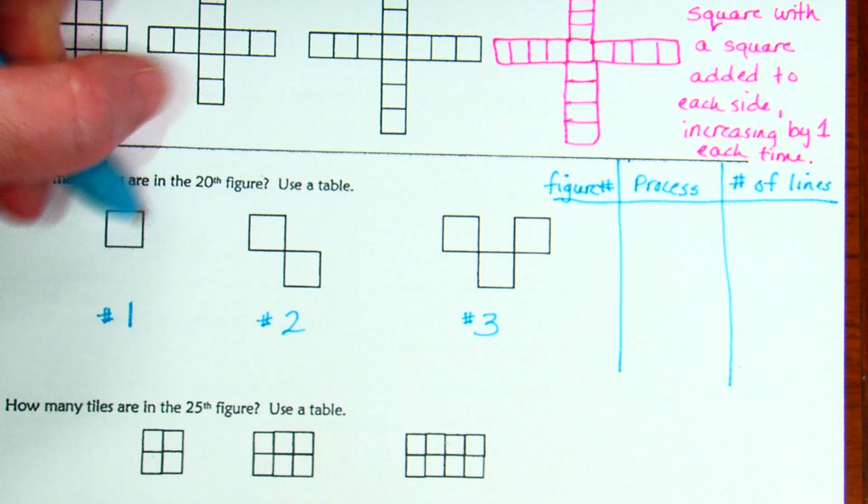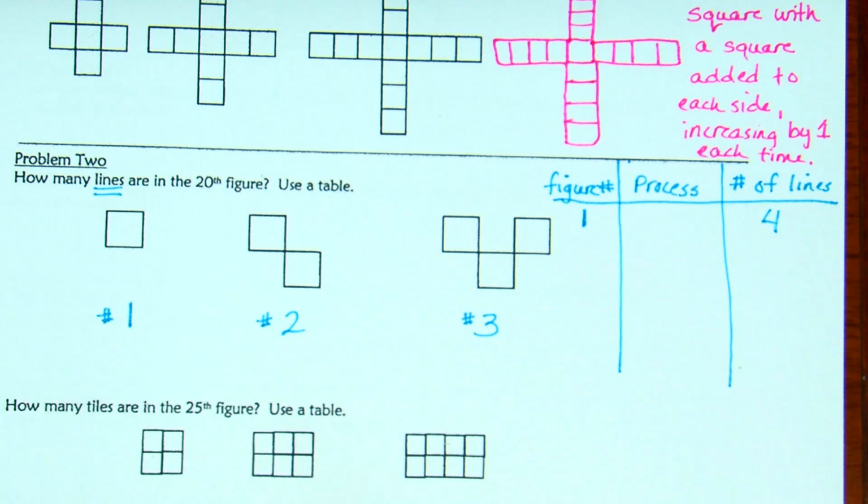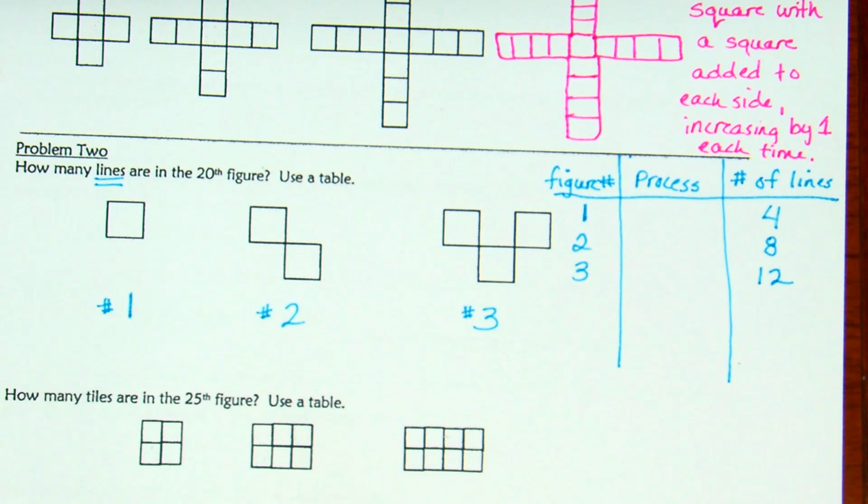Okay, what do you know about figure 2? 8 lines. Think of it as 8 lines, yes. And what do we know about figure 3? 12 lines. Now, my question to you, how are we getting from the figure number to the number of lines? Multiply by 4? That's what I meant.